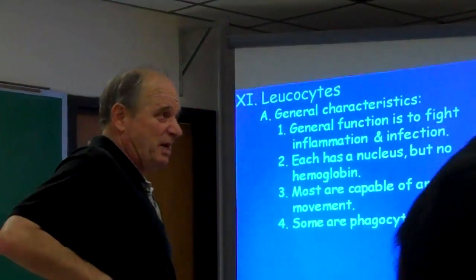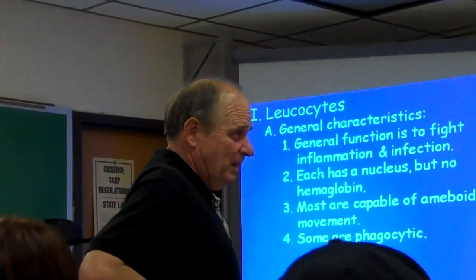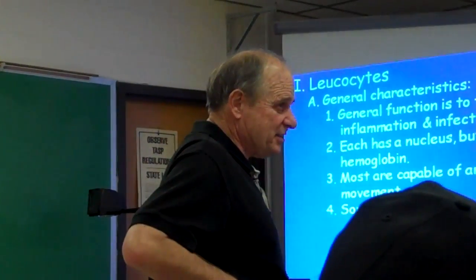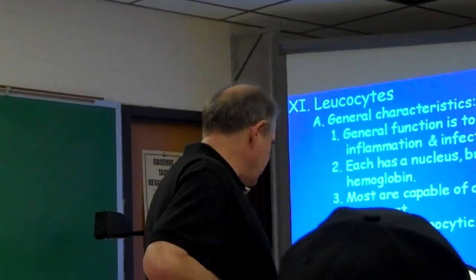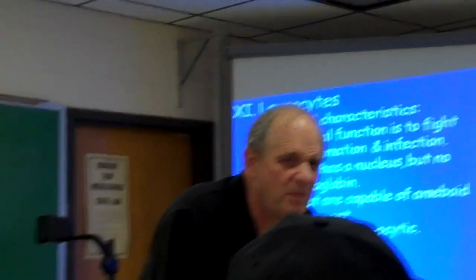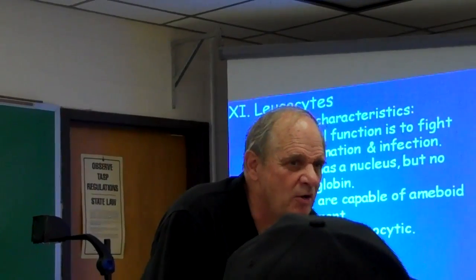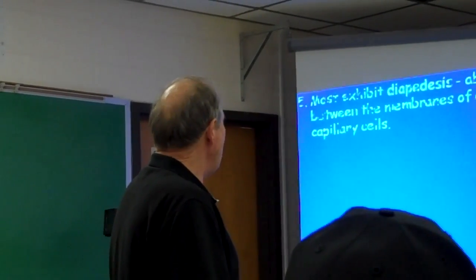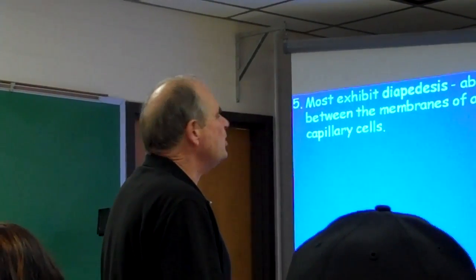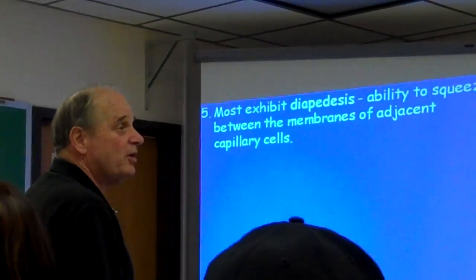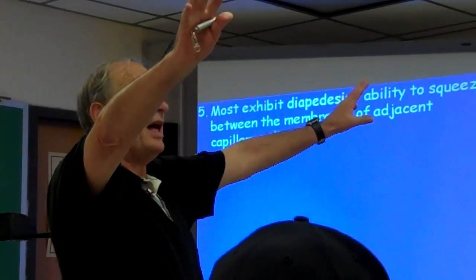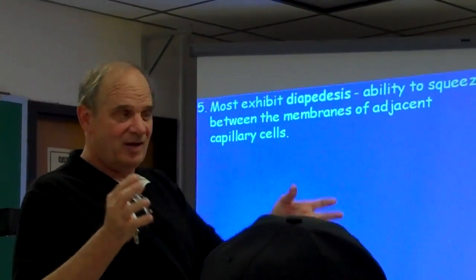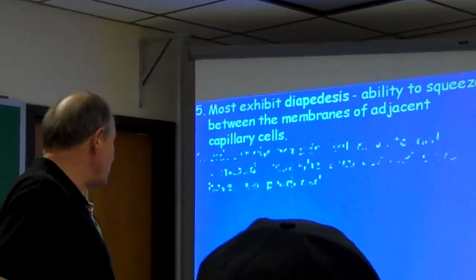Some are phagocytic, especially monocytes and neutrophils. What does phagocytosis mean? Y'all remember phagocytosis? Cell eating. That's phagocytosis. So many of them are phagocytic. I also say most exhibit diapedesis, squeezing between membranes of adjacent capillary cells. They squeeze out and go out into the highways and byways and gobble up any bacteria that might be out there.